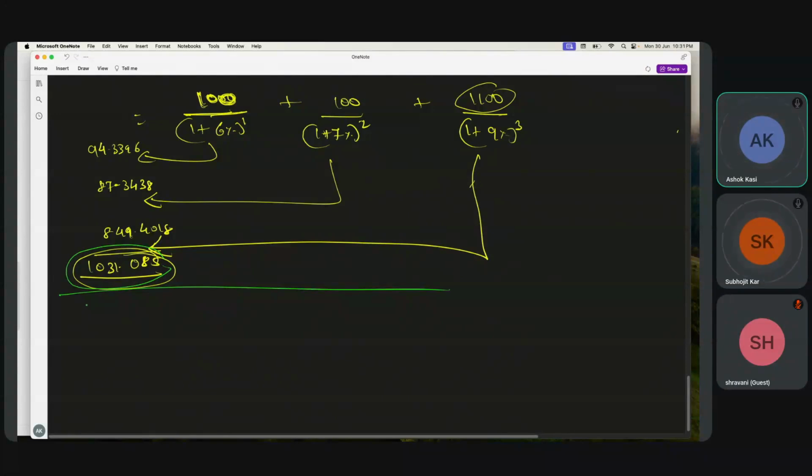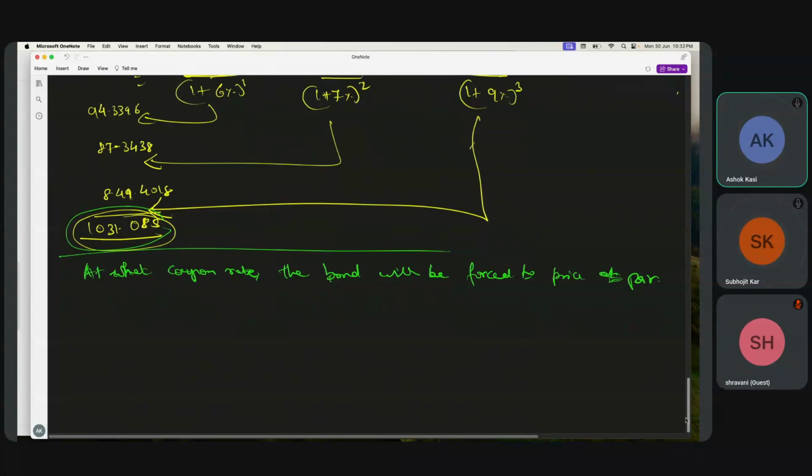At what coupon rate will the bond be forced to price at par? The rest of the things I am not changing, only the coupon rate. At what coupon rate will the bond be forced to price at par?